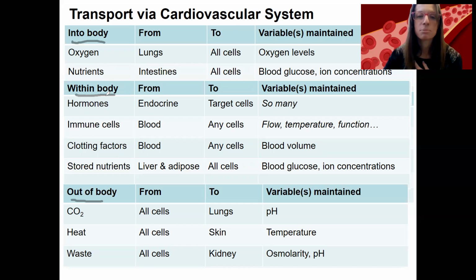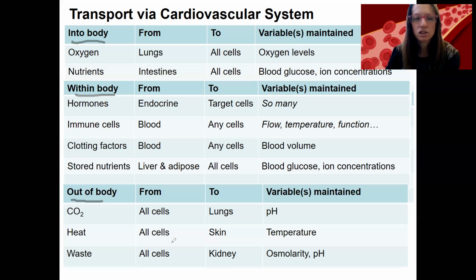These are things that are transported within the body: hormones, immune cells, clotting factors, and stored nutrients. And then these are things that are transported out of the body that we need our blood and our cardiovascular system to be able to do that. Carbon dioxide, heat, and waste. Waste actually could be more than just from the kidney. So the key point here is that blood transports a wide variety of substances, like a wide variety, right?